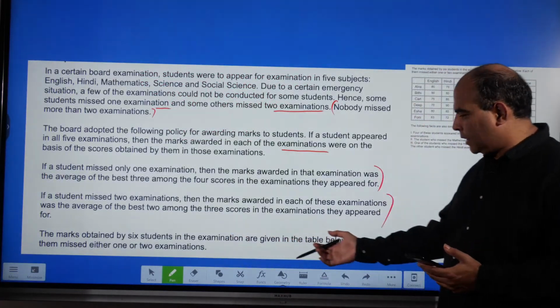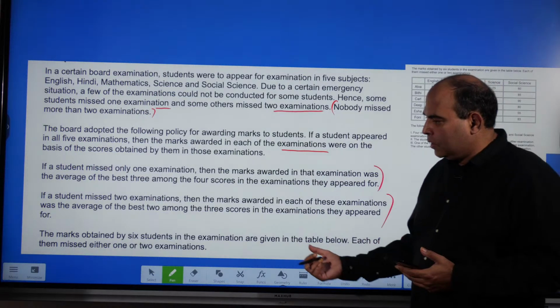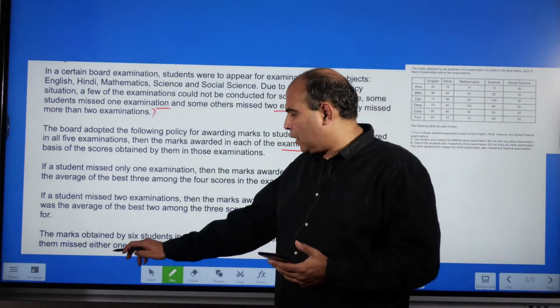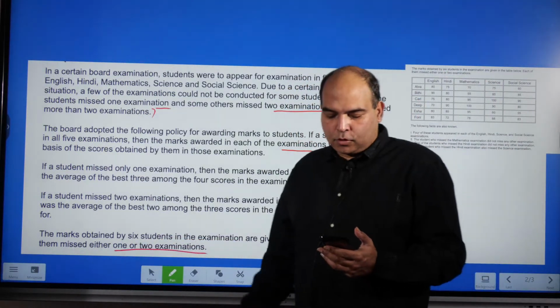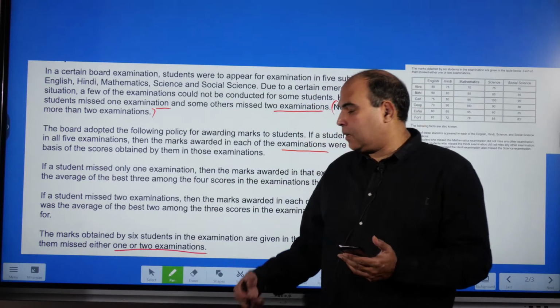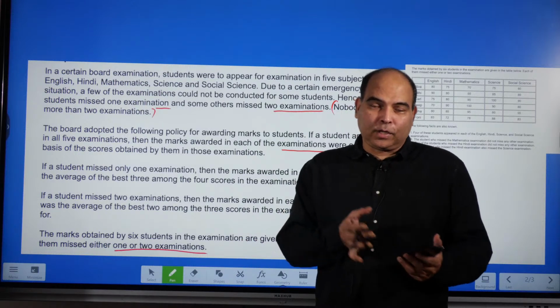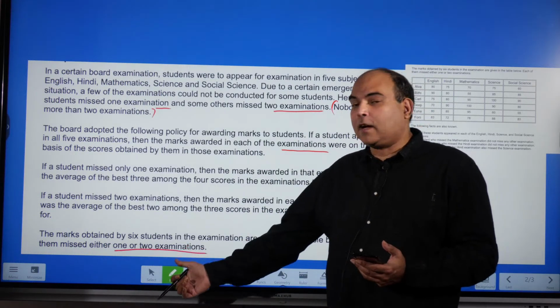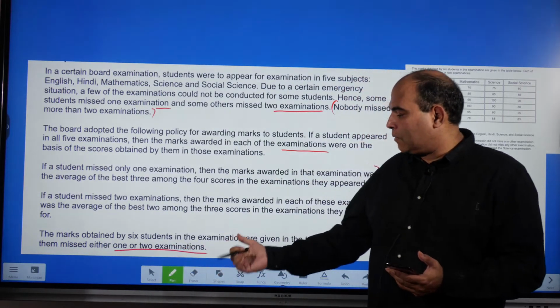And the marks obtained by 6 students in the exam are given in the table below. Each of them has missed either one or two exams. You have to read this properly, because if you don't, you might get confused about whether someone has taken all five exams or not. Here it is clearly written that each of them missed either 1 or 2 exams.